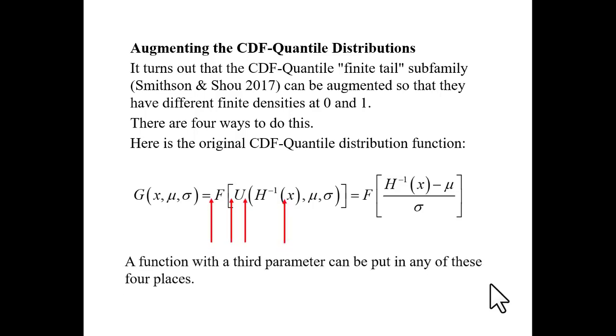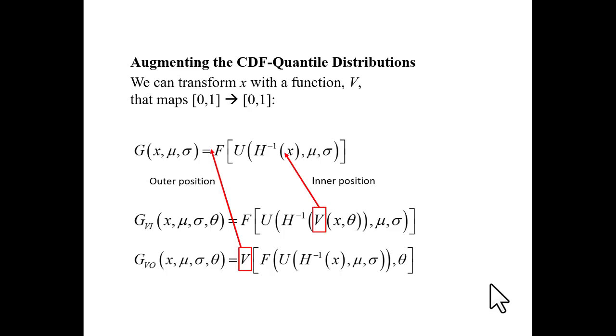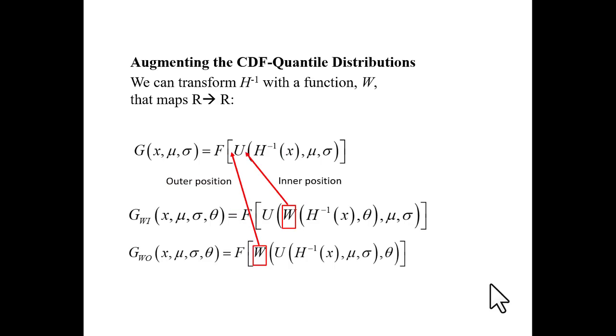A function with a third parameter that can augment these distributions could be put in any of these 4 places. 2 of these places involve a function which I'm going to call v that maps the compact unit interval to the compact unit interval. And so we can have either an inner position for v, where it's transforming the variable directly, or an outer position where it's transforming the CDF f. We can also transform the function with a function called w that maps the real line to the real line. And again, we have an inner position for w, and we have an outer position for w.